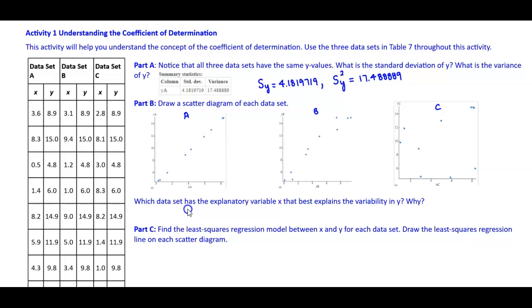Now it says which data set has the explanatory variable X that best explains the variability in Y, and why would you say that? In data set A, it gives us the best linear situation. So we would look at data set A, and that would give us the best linear situation. As you can see, data set B is a little bit more spread out than data set A, and data set C is way more spread out than either of the first 2.